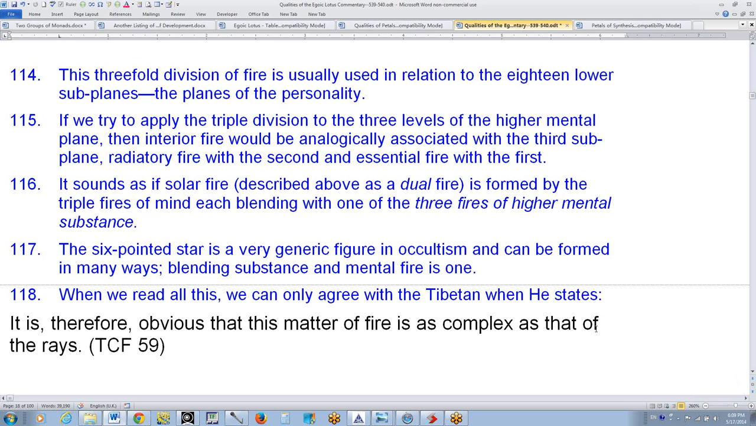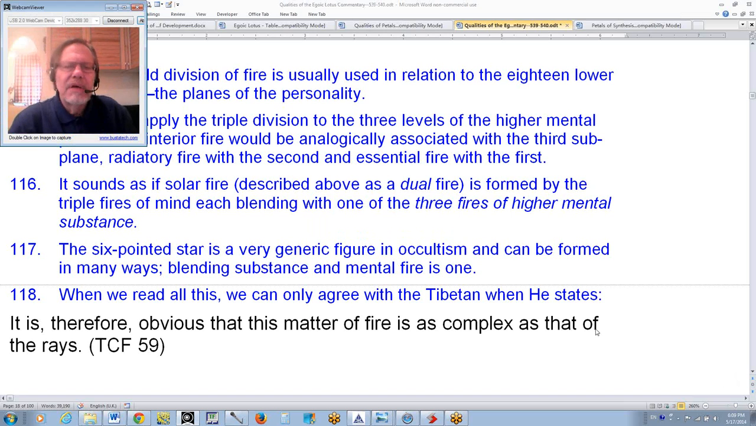This six-pointed star is a very generic figure in occultism and can be formed in many ways. Blending substance and mental fire is one of the ways, but also the six-pointed star is that of the monad. Interesting that Master Morya, in one of his earlier incarnations as Akbar, his symbol was the six-pointed star, and he had it on many of his buildings.